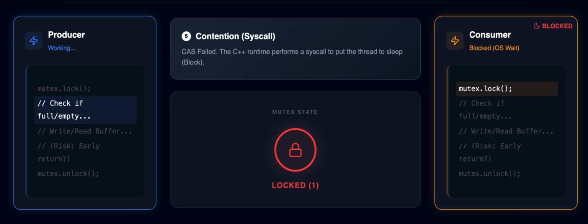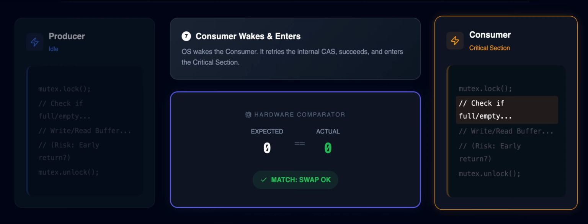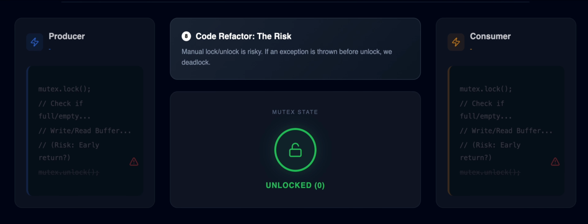Eventually the producer finishes the execution and it calls mutex unlock. This does two things. First, it sets the atomic flag back to 0. Now the mutex state is 0. It's unlocked. It signals the OS scheduler to wake up any threads sleeping on this address. This wakes up the consumer. It retries that CAS operation, finds the value 0 it was looking for, swaps it to 1, and finally enters the critical section. This is the happy life cycle of a lock.